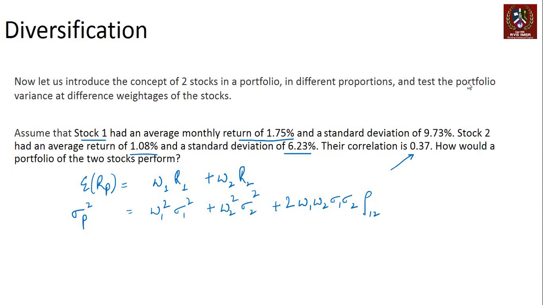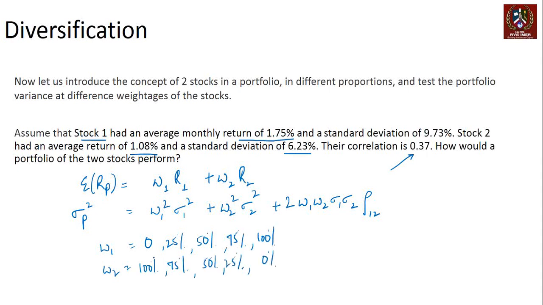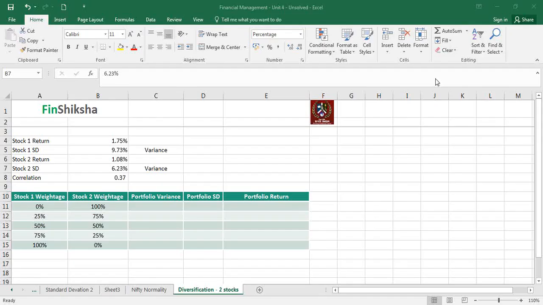So for the calculation purposes, we're going to use various weights where weight of 1 is going to vary from 0, 25%, 50%, 75%, and 100%. And obviously weight of the second stock will then become 100%, 75%, 50%, 25%, and 0% in the portfolio. So we're going to look at these combinations and try to identify what is going to be the portfolio variance and what is going to be the portfolio returns, right? So let's go to an Excel file.